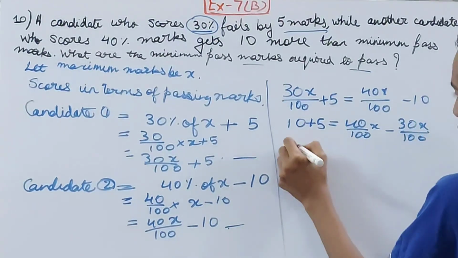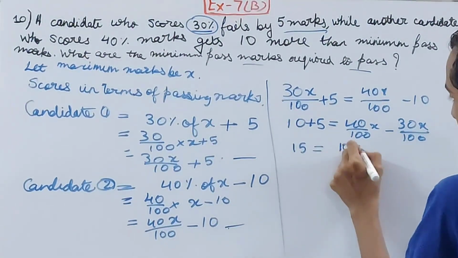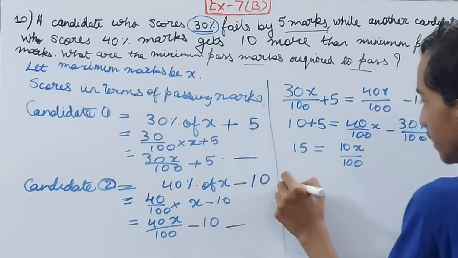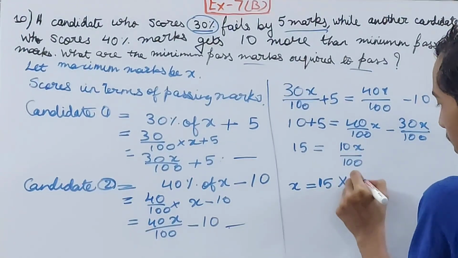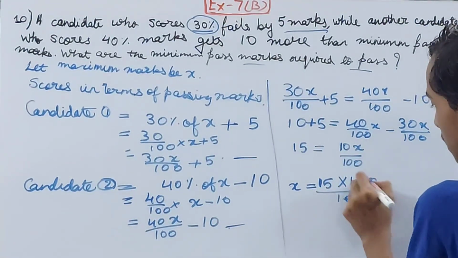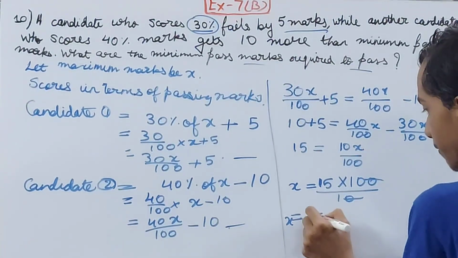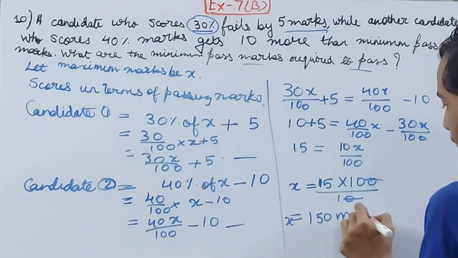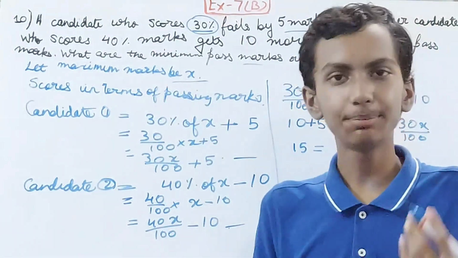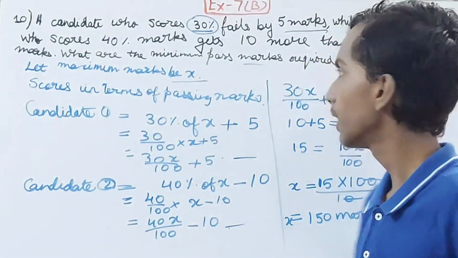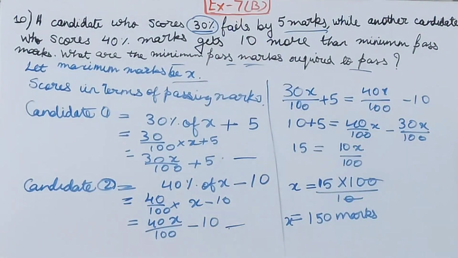So 15 is equal to 10X by 100. X will be equal to 15 into, reciprocating, 100 by 10. So X will be equal to 15 into 10, 150 marks. Now look here. This is maximum marks, 150 is maximum marks. We have to calculate the minimum passing marks.